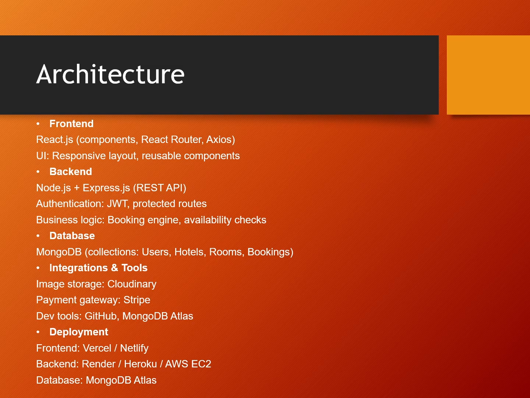For deployment, the front end is hosted on Vercel or Netlify, and the backend on Render, Heroku, or an AWS instance, while the database remains on MongoDB Atlas. This setup provides a scalable, secure, and maintainable architecture suitable for production.